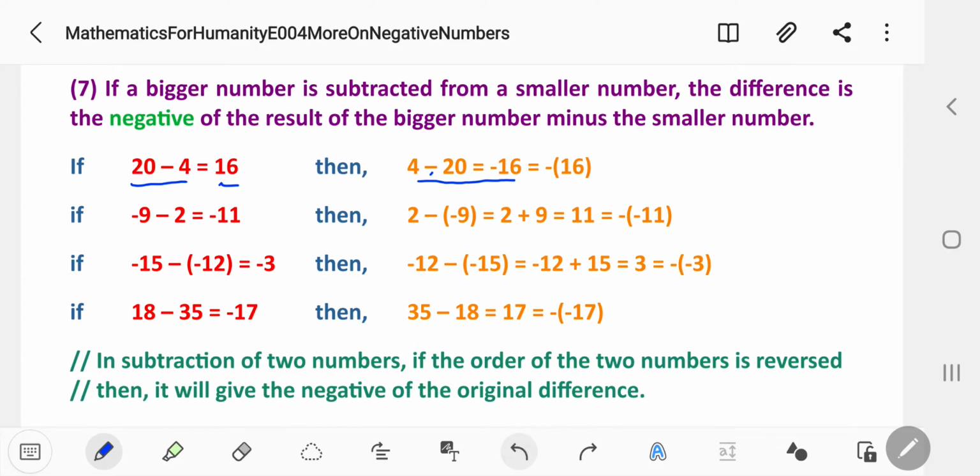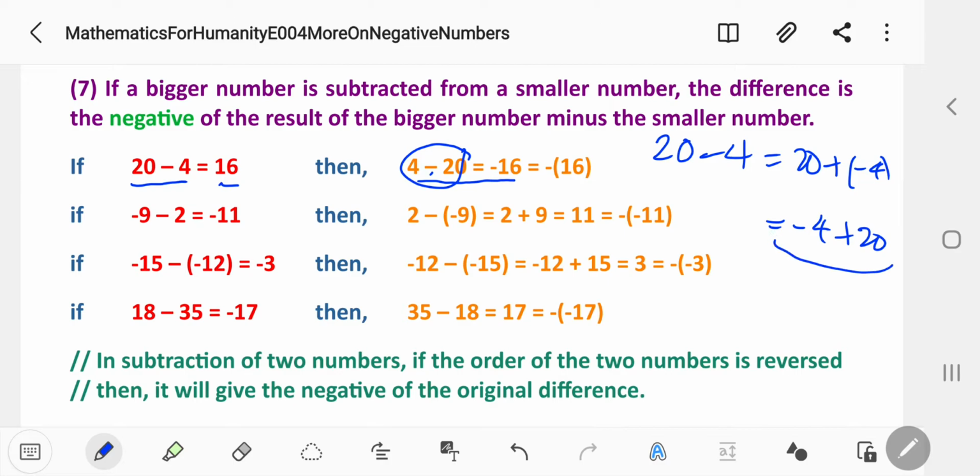Let's check. 20 minus 4 is equal to 20 plus negative 4. So this is just equal to negative 4 plus 20. This is not the same as this. So they are not the same. So when you subtract a larger number from a smaller number, that gives you the negative of the result of the bigger number minus the smaller number.